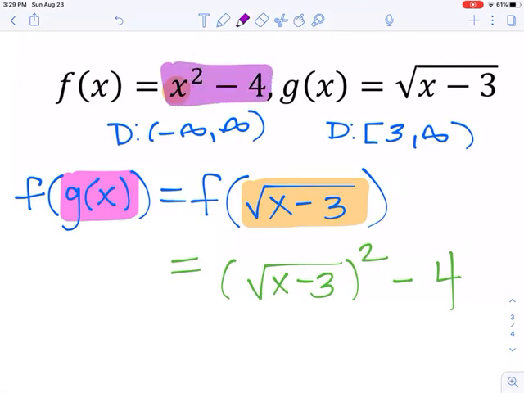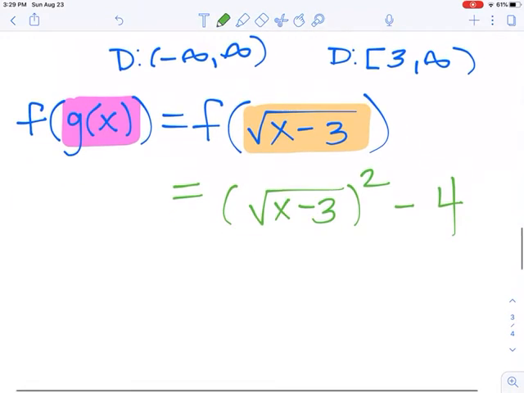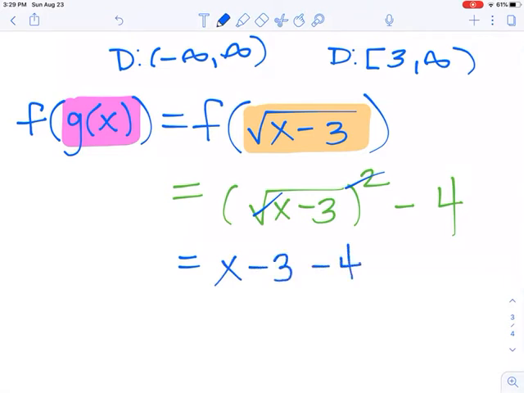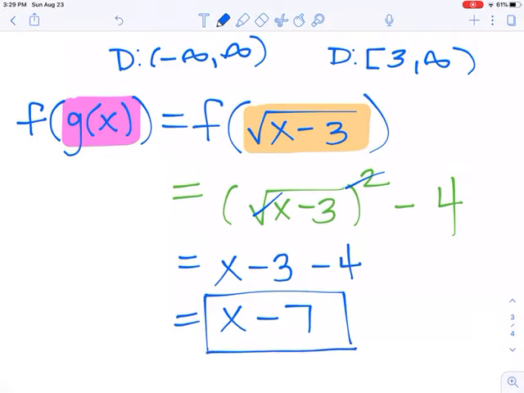Our function f was x squared minus 4. So here is my x squared minus 4. Okay, well now, what happens? The square root and the square cancel, and we're left with x minus 3 minus 4. So x minus 7 is our reduced outcome.